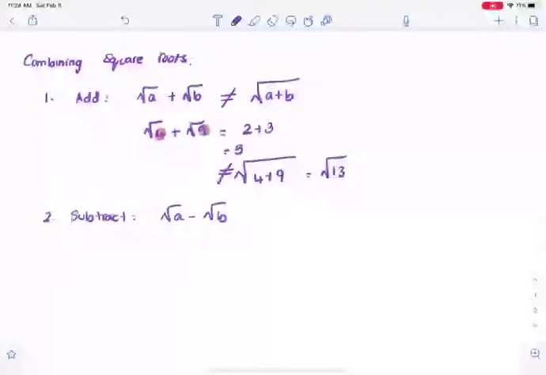Same rule applies to subtraction. Remember, earlier I mentioned that subtraction is the same as addition, but we just view it as a number added to its additive inverse. So naturally, whatever holds true for addition also holds true for subtraction.